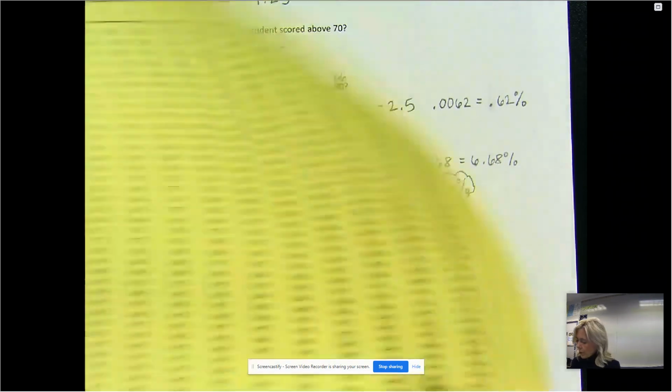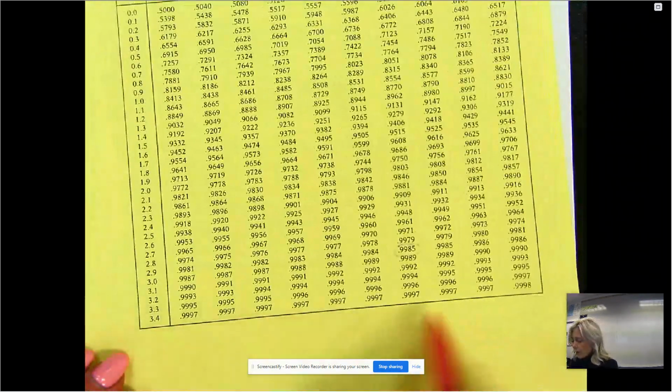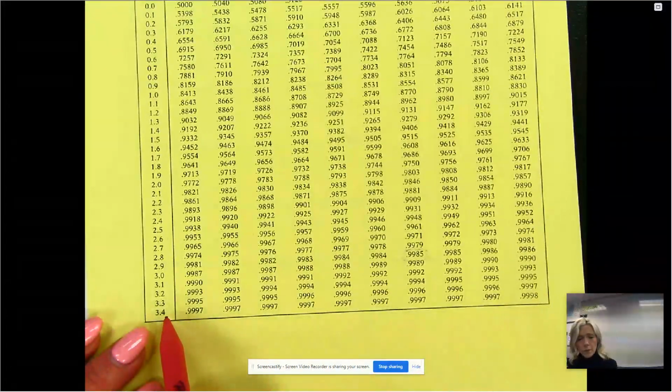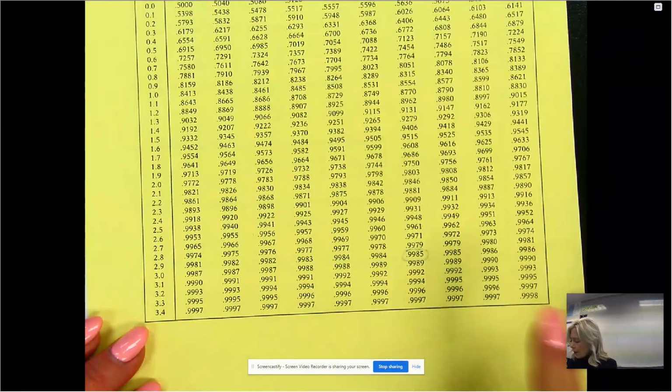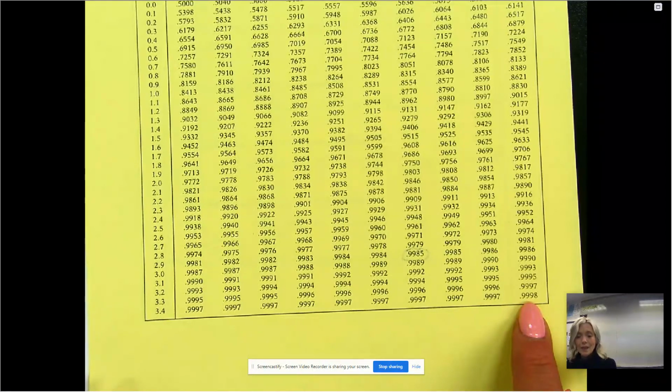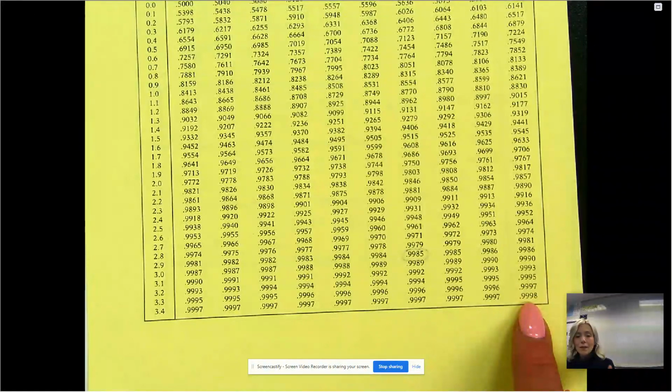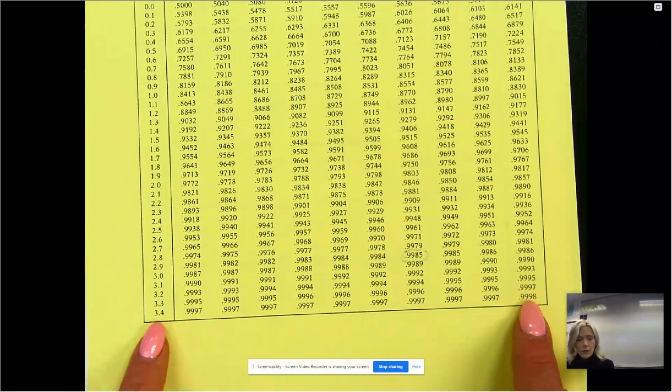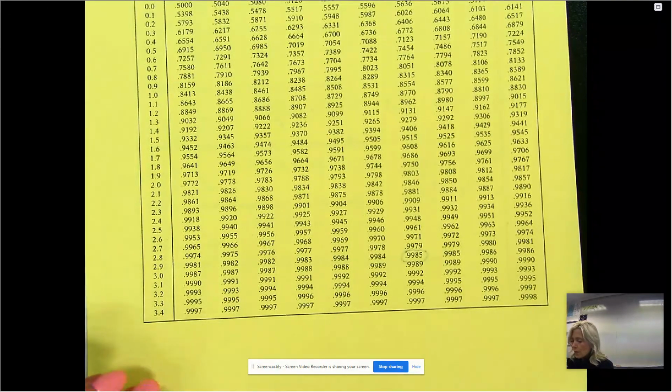And so 4.25 is not on our table. It only goes up to 3.4, and 3.49 has 99.98% of the data less than 3.4 standard deviations above the mean. So think about 4.25 standard deviations above the mean. The chance is like almost zero because this is almost 100% and it's not even at 4.25 yet. Okay, so I would just say almost zero.